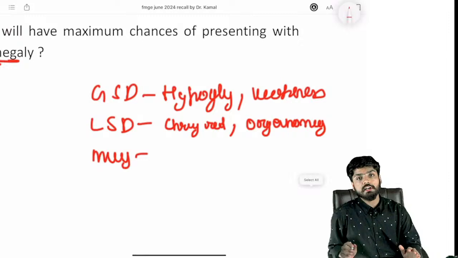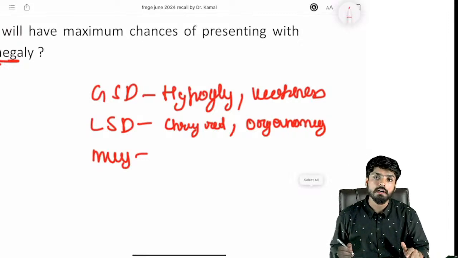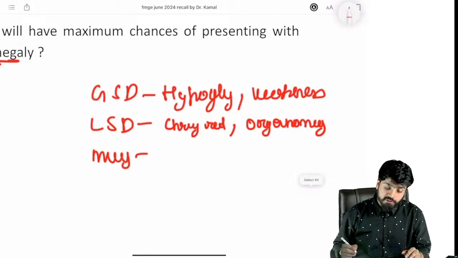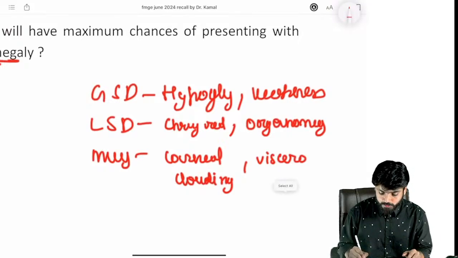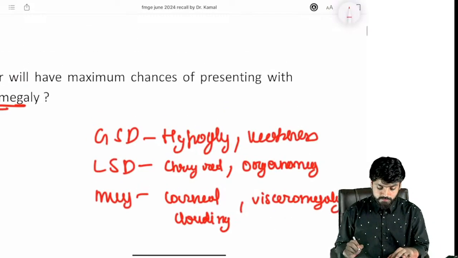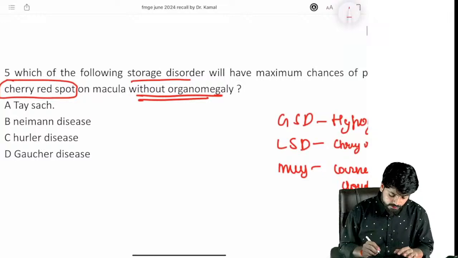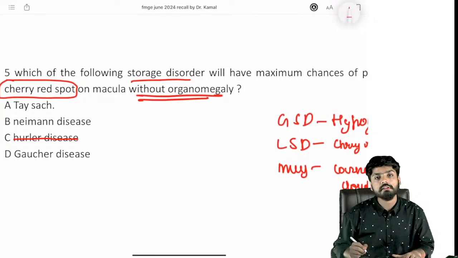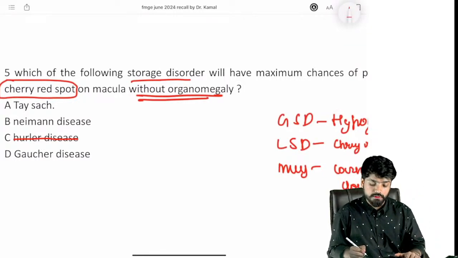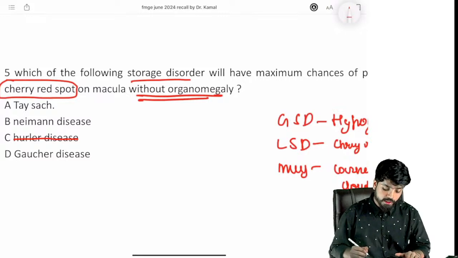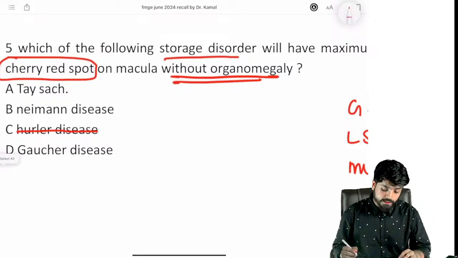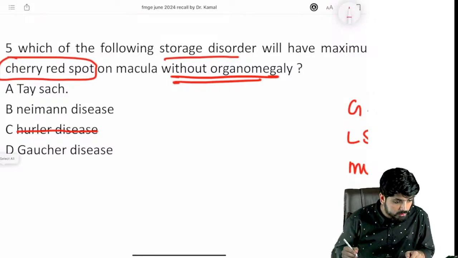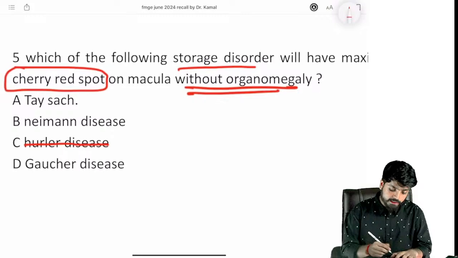For mucopolysaccharidosis, for example Hurler disease, Hunter disease, Sanfilippo disease, we have corneal clouding and also visceromegaly. So first, I will rule out the Hurler disease. Why? Hurler disease is a mucopolysaccharidosis. It is accumulation of aminoglycans in the body. Now Hurler disease is ruled out. We are left with Tay-Sachs, Niemann and Gaucher. So yes, answer is 1, Tay-Sachs disease.